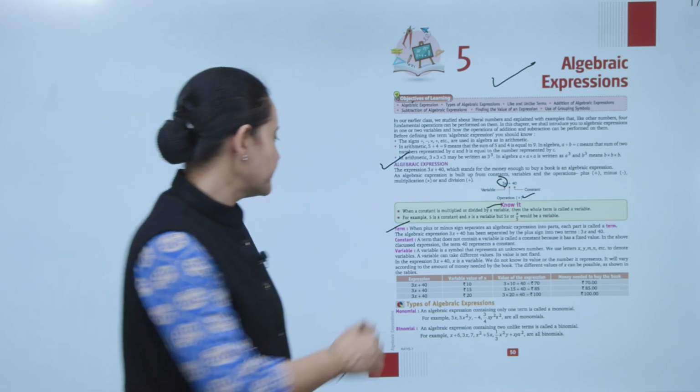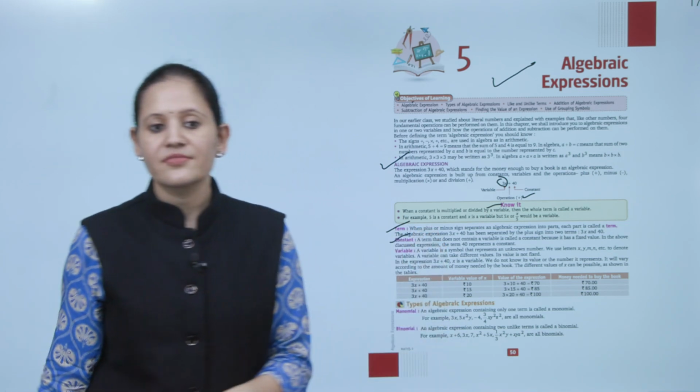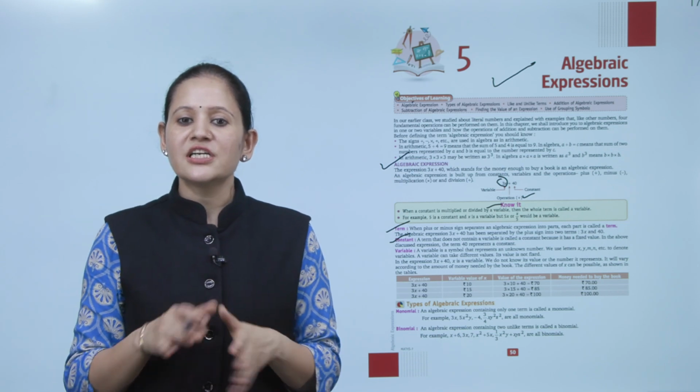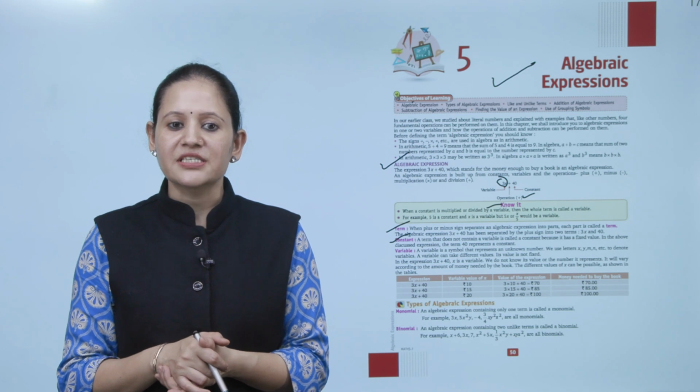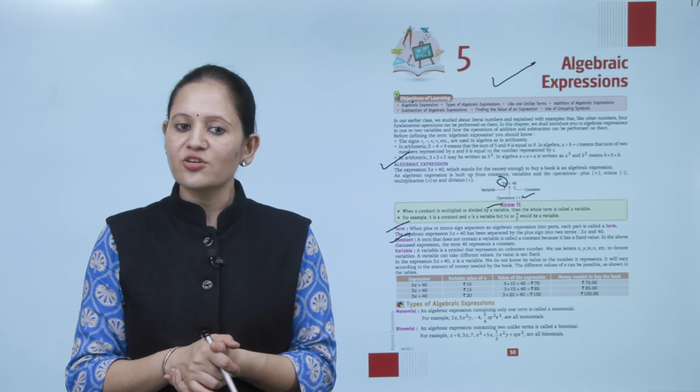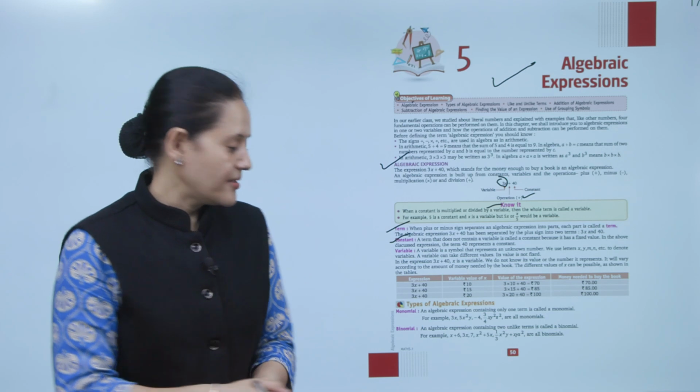Next is constant. The term that does not contain a variable is called a constant because it has a fixed value. In the expression discussed above, the term 40 represents the constant. Next is variable.